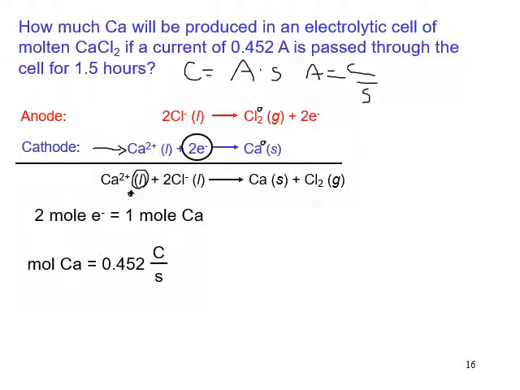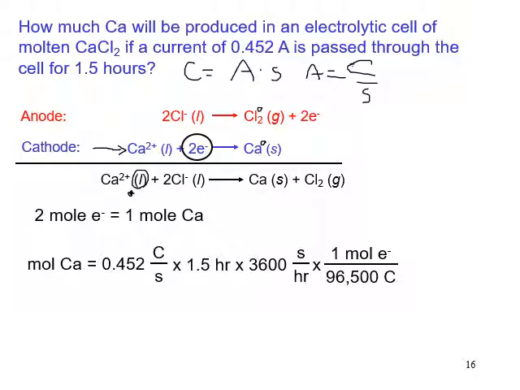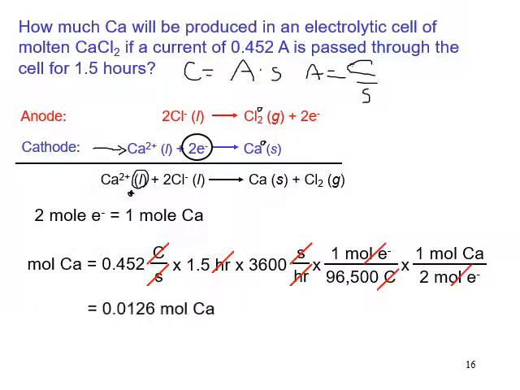Sorry about my drawing. Okay, so now what are we going to do with this? We know we ran it for so many hours, but of course it needs to be in seconds. And then we use Faraday's constant to get how many moles of electrons that is, and then use your mole ratio for calcium. And if you cancel out all your units, you're left with moles of calcium, which is what was being asked. And then if we want to take that to grams, we could by using molar mass of calcium, just like our normal thing, moles of calcium and grams of calcium.